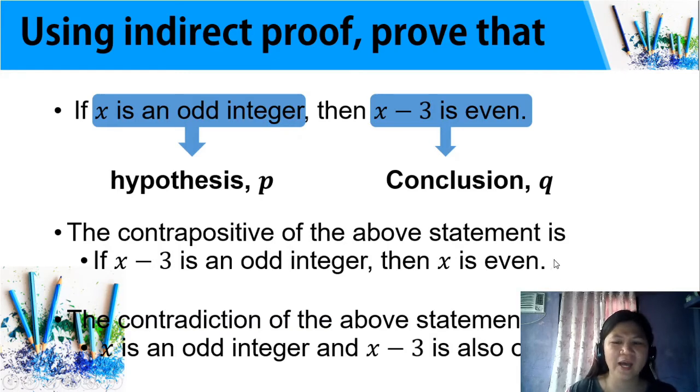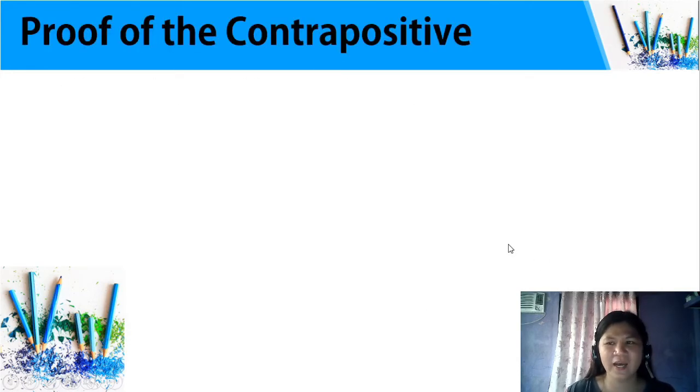I hope you understand the way we convert any statement into its contrapositive. For the contradiction of the above statement, if x is odd, then we derive some facts to show that Q is negated. Originally, x minus 3 is even, so in our contradiction statement, we have x minus 3 is odd. Okay, so let's have an example.